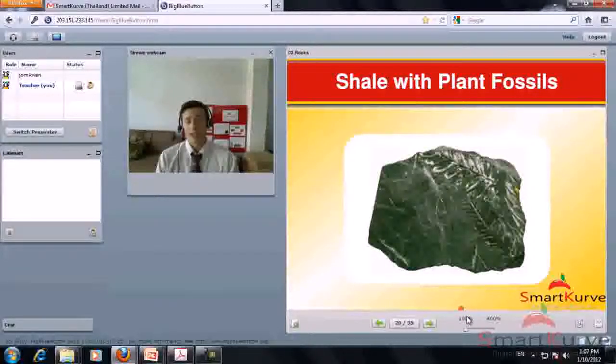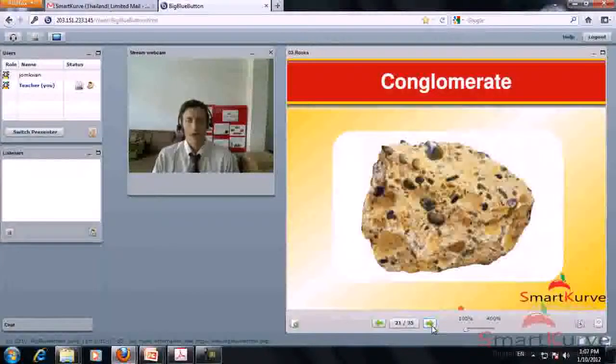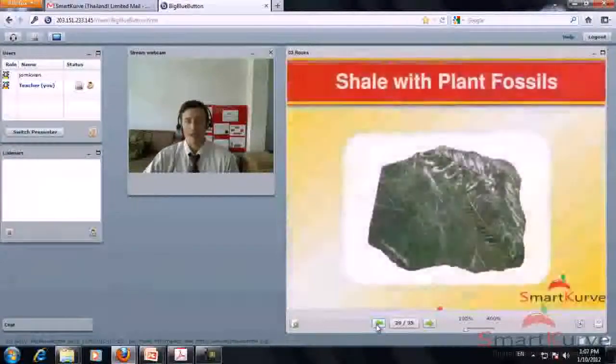On slide 20, we see an example of shale, and that actually has a fossil in it. Sedimentary rocks are going to be the most common for finding fossils, because these are rocks that were formed when sand and mud and small particles were set down over the top of a plant or an animal to form the fossil. Next, on slide 21, you see an example of a conglomerate sedimentary rock.